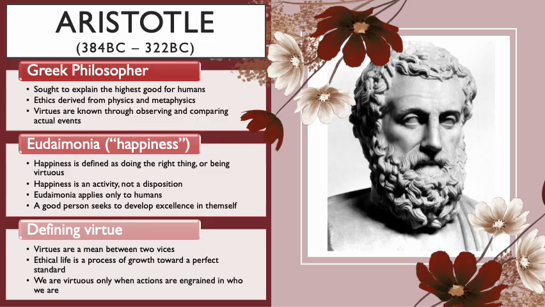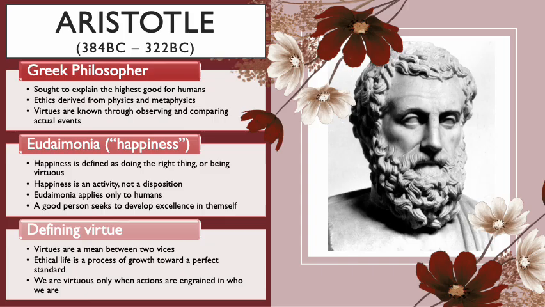Aristotle used the term eudaimonia, or happiness, which he described as doing the right thing or being virtuous. The idea behind this definition is that when people do the right thing for the right reason, it promotes this feeling of satisfaction and contentment, or this feeling of happiness, eudaimonia. Therefore, happiness, as defined in eudaimonia, was not just a disposition, but it was the activity of doing virtuous acts.